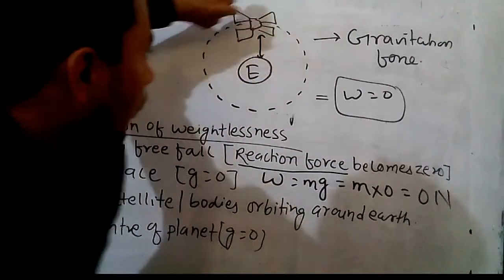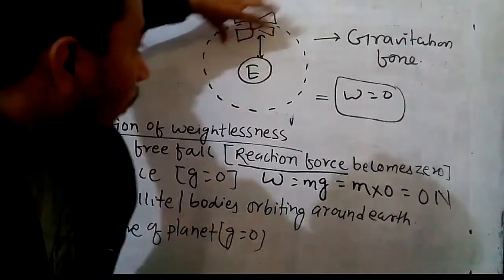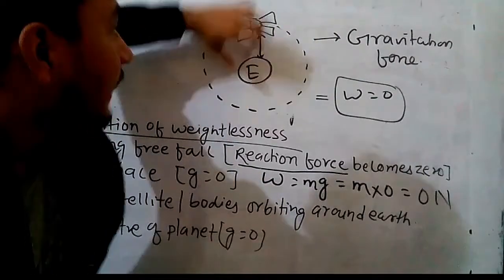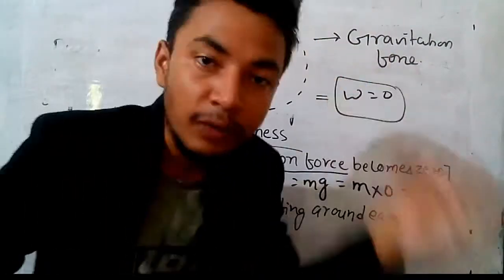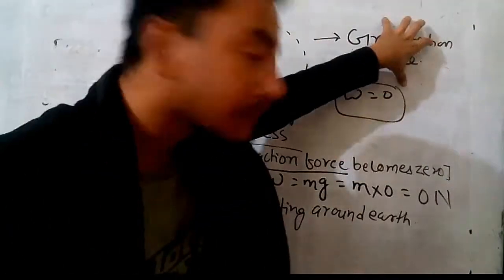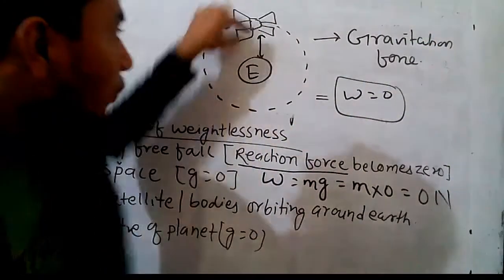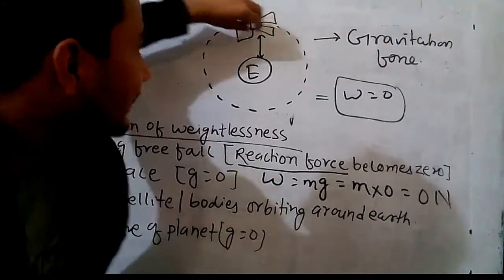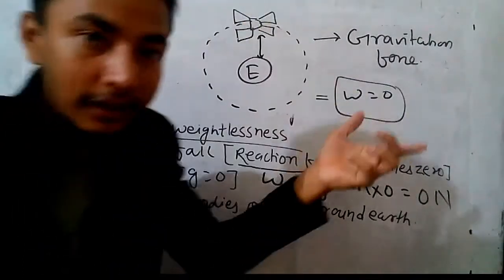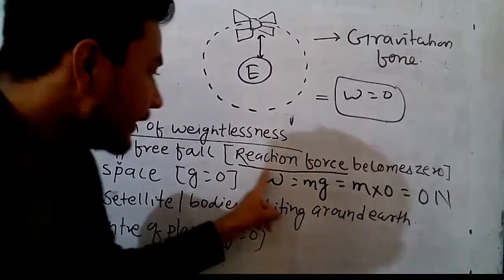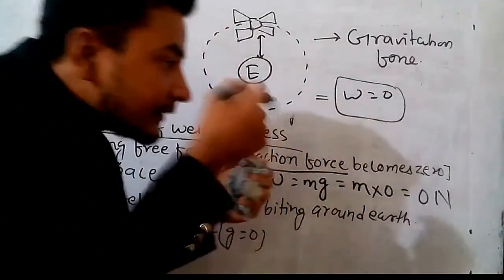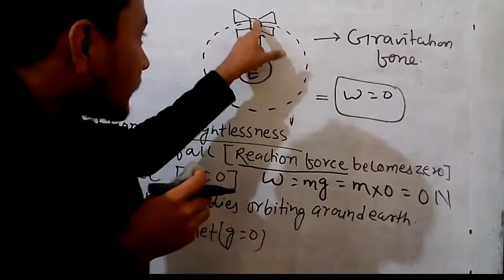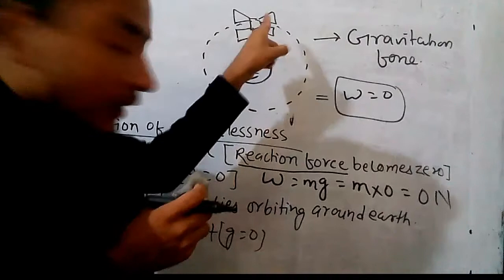So listen one more time. This is the satellite orbiting around the earth. The earth attracts this satellite, and the satellite also attracts the earth. So the centripetal force and centrifugal force are balanced by gravitational force. It means the body present inside the satellite is in free fall. During free fall, the reaction force becomes zero. It means the object or body present on that satellite does not exert any force on the surface of the satellite, so the weight becomes zero.